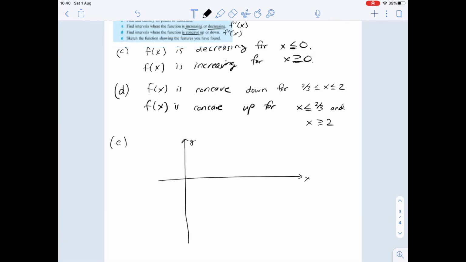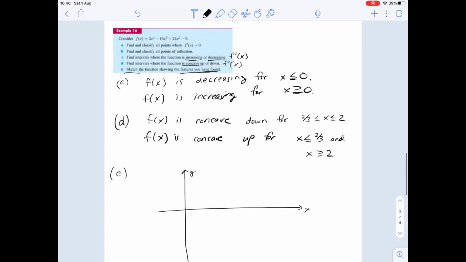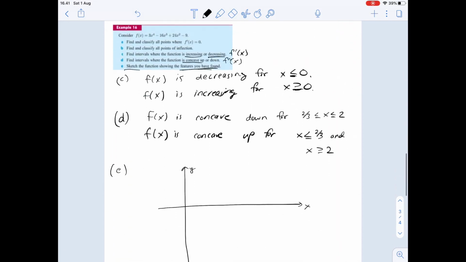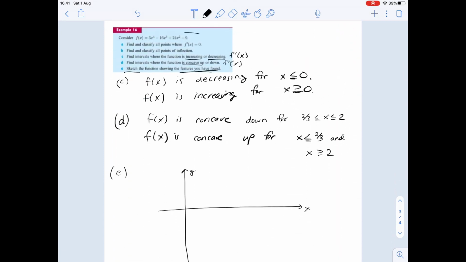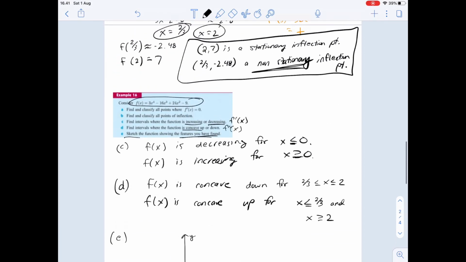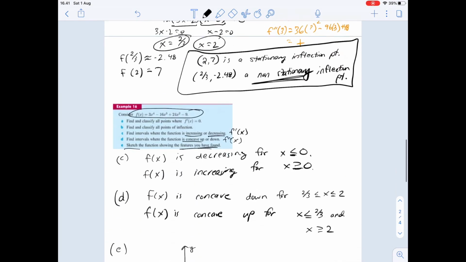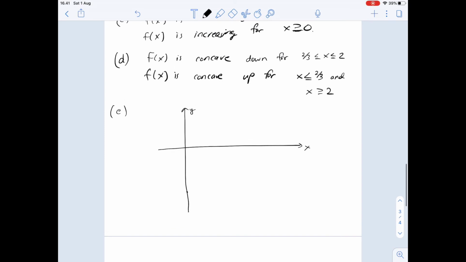In E, it's asking us to sketch the function, showing all the features that we found. So we're going to use everything that we've found up to this point to sketch this function right here, without using a calculator at all, okay? So let's first start with the points that we found. We found that (0, -9) is a local minimum. So I'm going to go to (0, -9). Again, I'm just going to estimate my points here. So that's (0, -9), and that's going to be a local minimum.